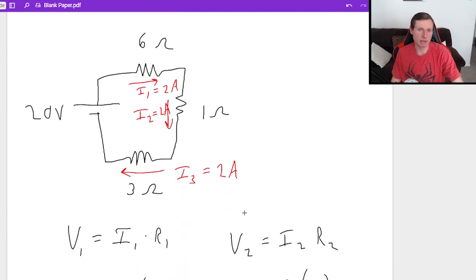By the way, this is about the easiest circuit I can think of. The only way I could possibly make it easier is if I had one resistor or two resistors in series. But this is a very easy example. The next few problems we're going to look at for circuits are going to be much more difficult.